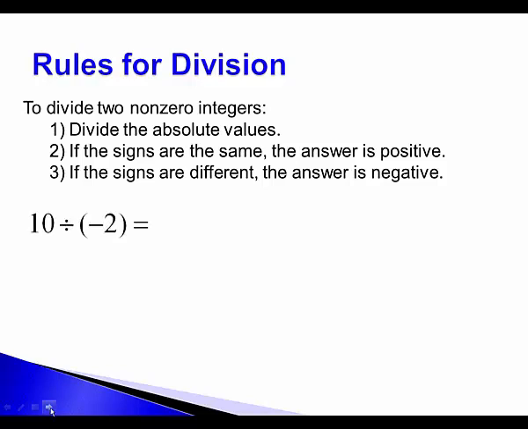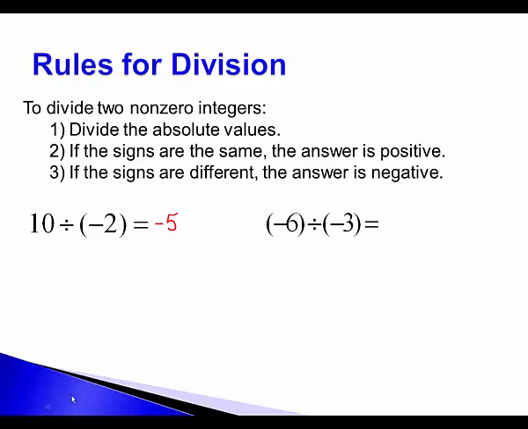So let's look at a problem. The first thing we want to do is to determine the number. Then we'll come back and look at the sign. So 10 divided by 2 is 5. And then because these have opposite signs, our sign for our final answer will be negative.